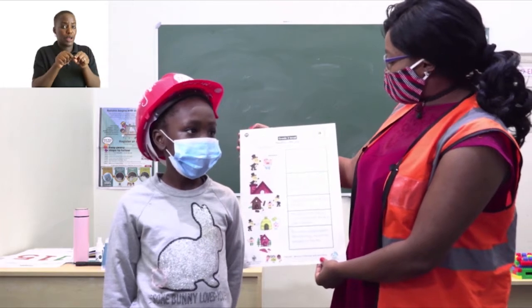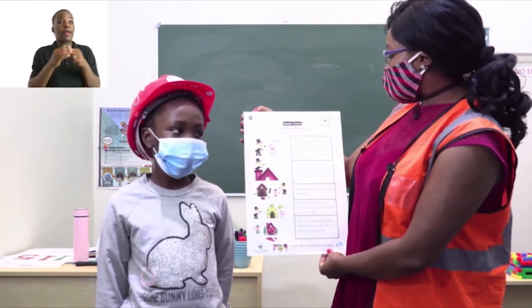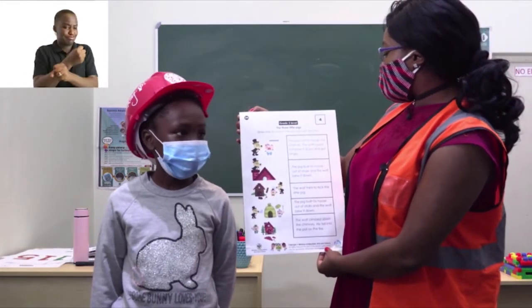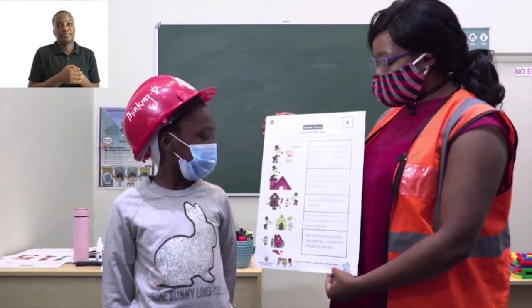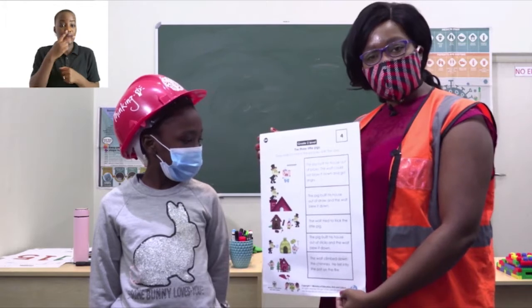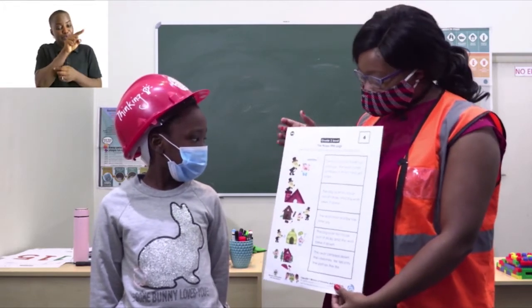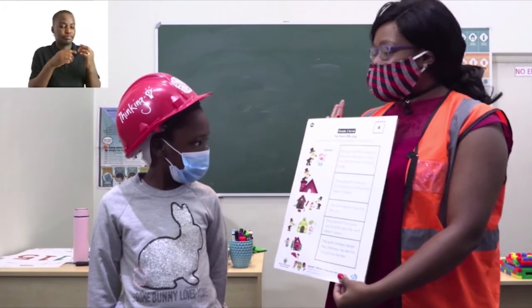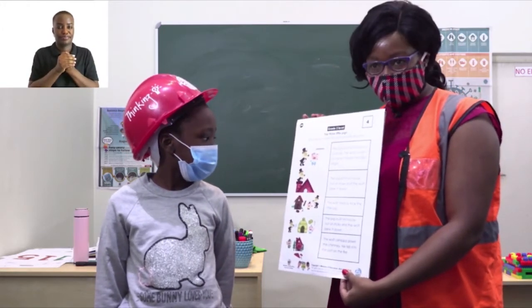Let me read the first one for you. The pig built his house out of bricks. The wolf could not blow it down and got angry. So, let us now take a look at the pictures that we can see. My friend is going to draw a line from the first box to any of the pictures that she can see, so that the picture will match the story in the box.